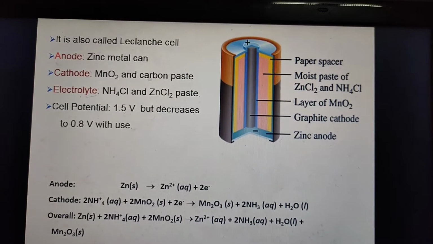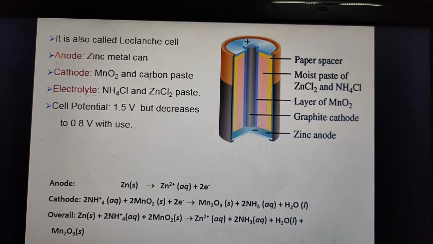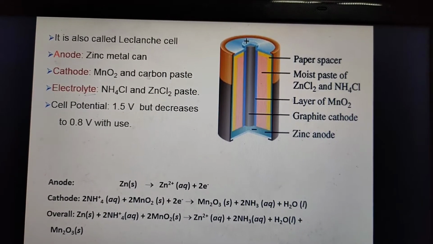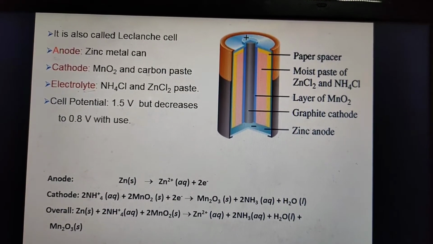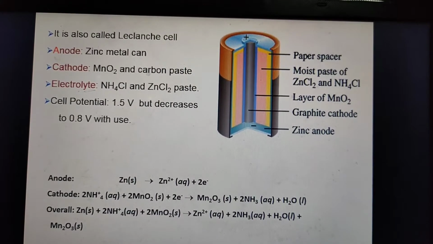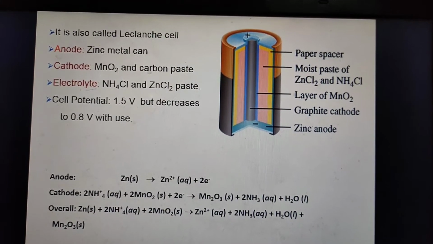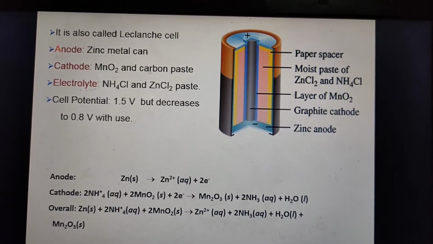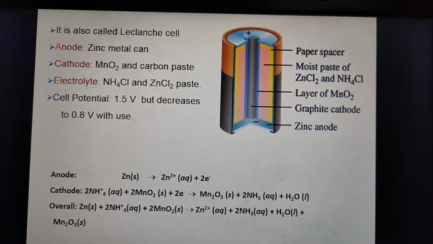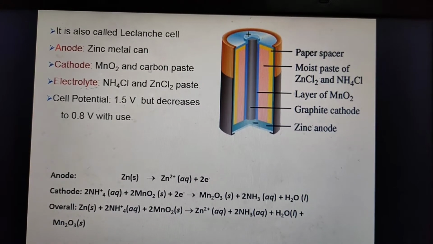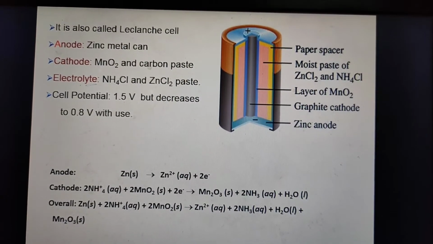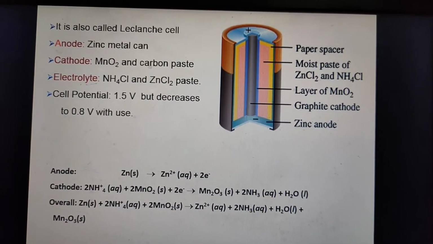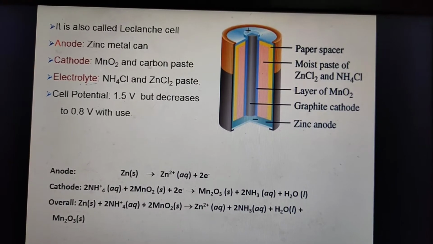Now what is the anode reaction? The anode reaction is that zinc is oxidized to zinc 2+ ion. So zinc is oxidized to Zn2+. At the anode, oxidation always takes place. Now the cathode. What is happening at the cathode? Reduction. 2 NH4+ aqueous plus 2 MnO2 solid plus 2 electrons. Addition of electrons, that is reduction, gives Mn2O3 solid plus 2 NH3 plus H2.